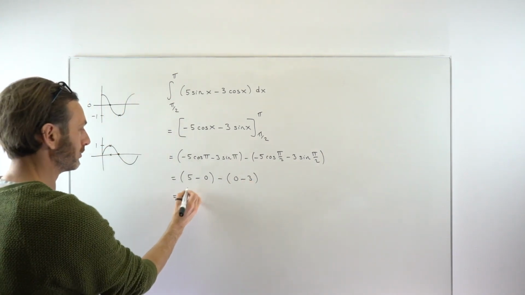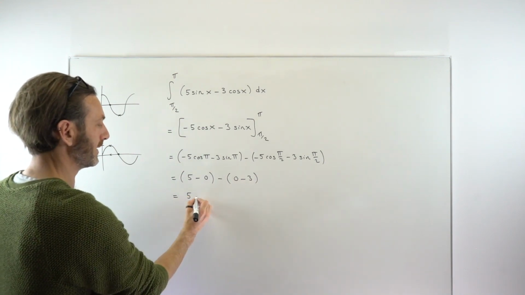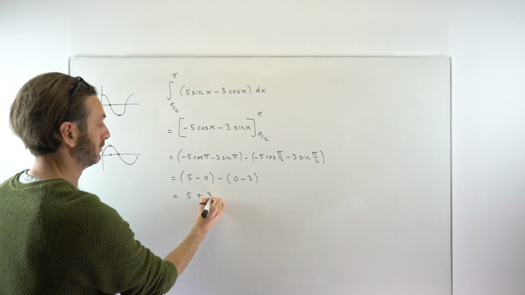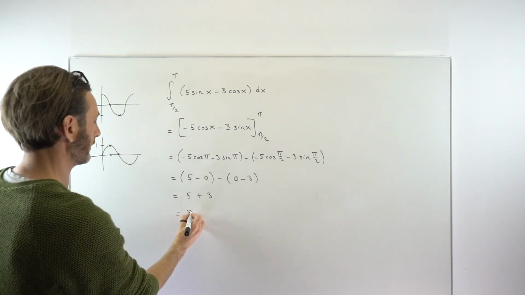Okay, then just a little bit of numeracy. First bracket gives you 5, second one gives you a -3, but there's a minus outside, so it's going to be +3, is that right? Yep, and then it gives you a total value of 8.